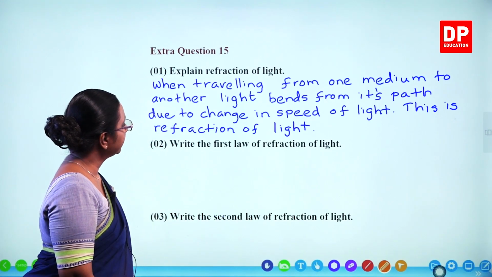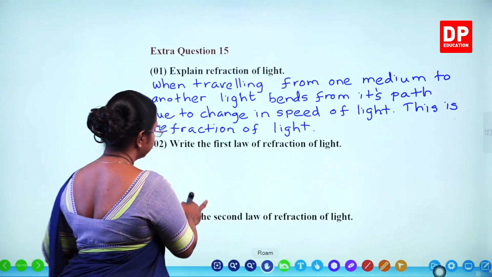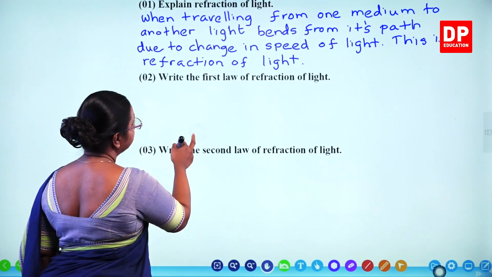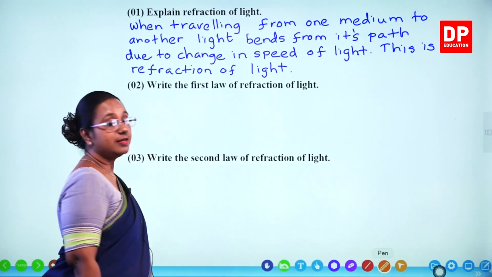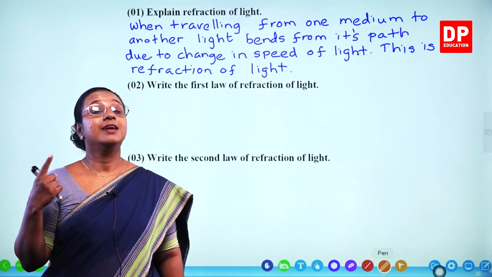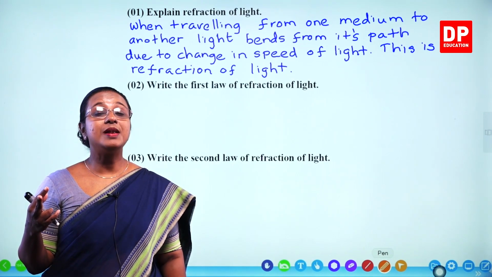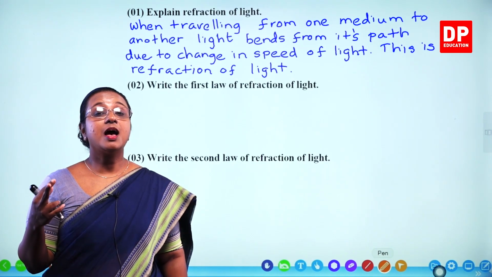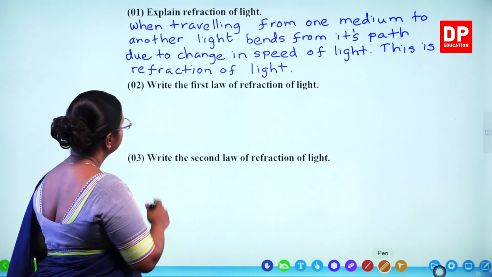Then we need to write the first law of refraction of light. What is the first law of refraction of light? The incident ray, the refracted ray, and the normal at the point of incidence are all in the same plane. That's the first law.